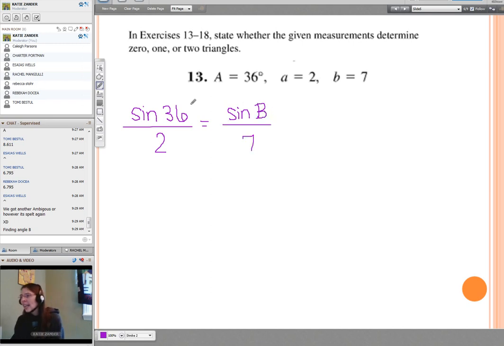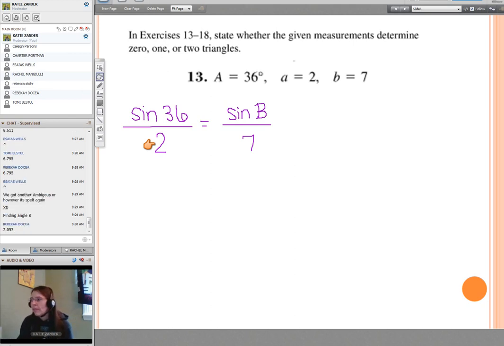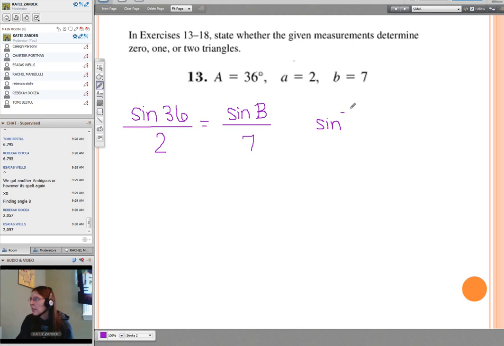Because we're finding an angle, don't forget we're going to have to use an inverse at the end to convert our decimal into a degree. But let's cross multiply and see what decimal we're using first. So what is 7 times sine of 36, divided by 2? 2.057, and then we want to use the inverse of that.